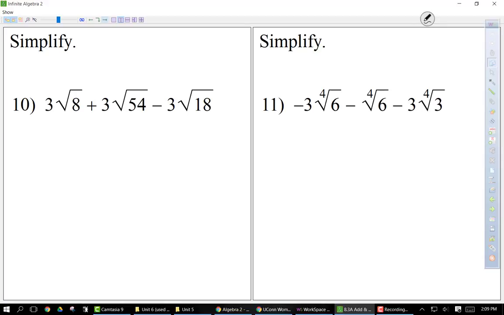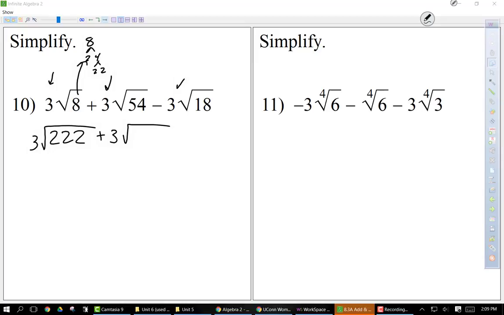With 10, you'll notice that we have some numbers outside the coefficients. That's okay, that doesn't really matter, but I can see if I can break it down. So the 8 is 2 and 4 and a 2 and a 2. So this is really 3 times the square root of 2, 2 and 2, plus 3 square root. Let's break down 54, shall we?